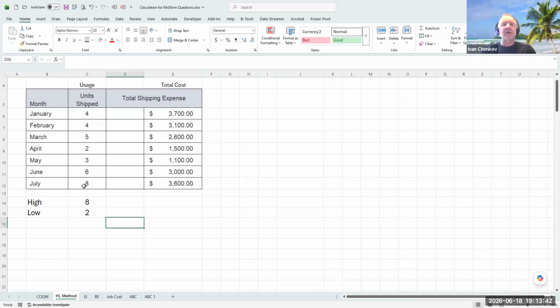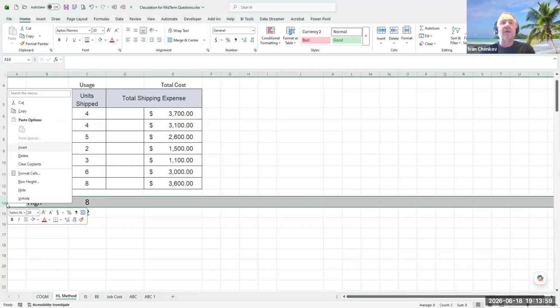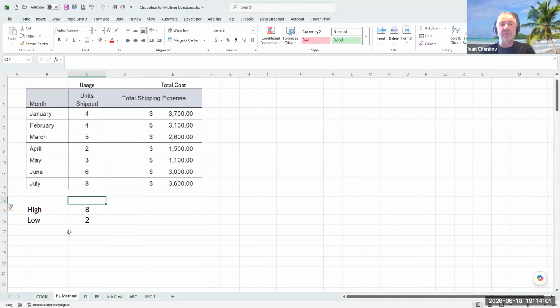Now you can easily check, is 8 actually the highest point? We're checking, yes, it is the highest point. Is 2 actually the lowest point? Yes, 2 is the lowest point. The next thing that we're going to do is get the total cost of this level of activity. Not the highest total cost, not the lowest total cost, the total cost of this level of activity.